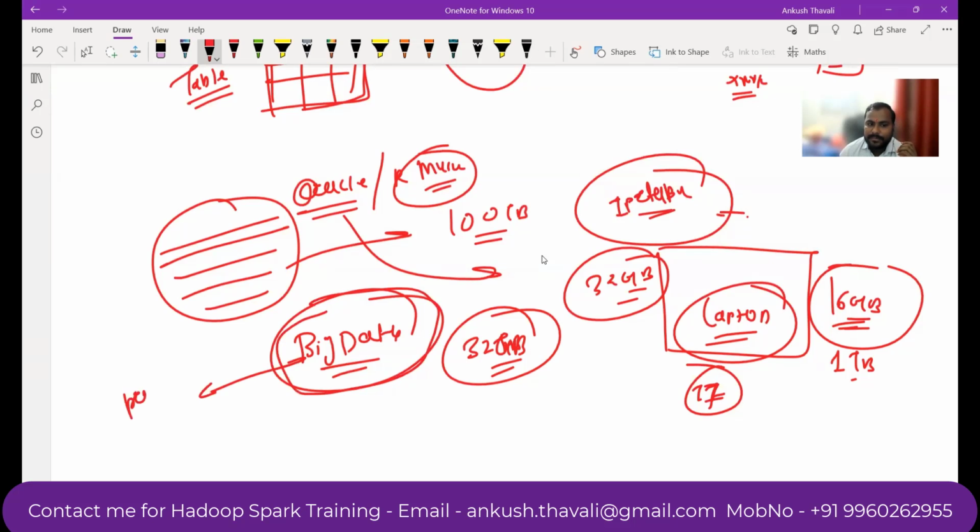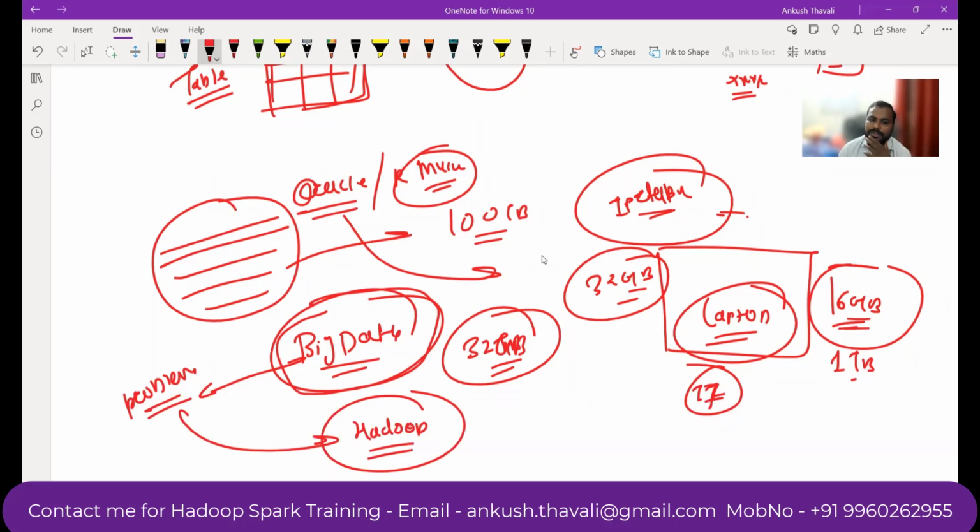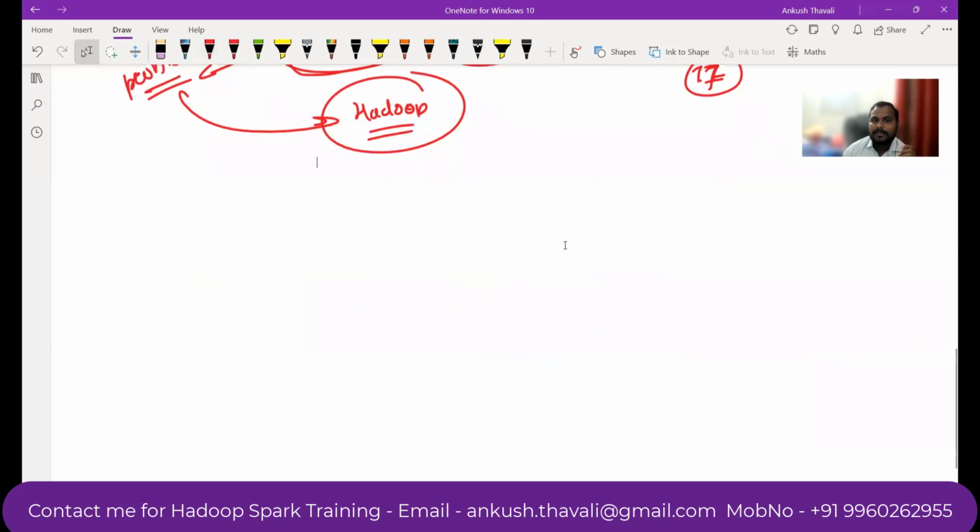Then what is Hadoop? Hadoop is a solution to your problem. So what happened when Hadoop came? Hadoop did not come with only one component. Hadoop came with multiple components because we have different types of data.